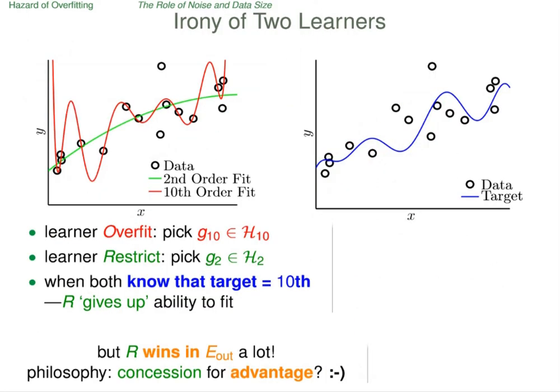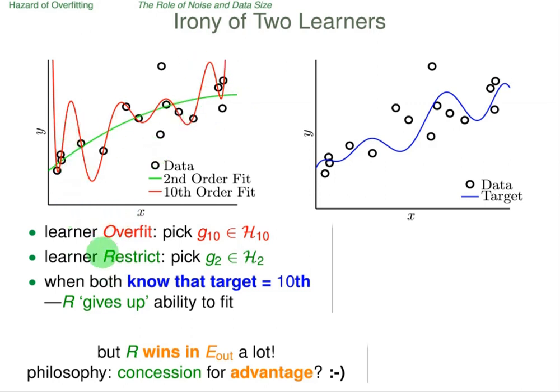Let's talk about the irony of two learners, the second order polynomial and the 10th order polynomial, in trying to fit the data generated by a 10th order polynomial plus noise. So in the case of the 10th order target, we can think of the second order fit as a learner which is restricted, and then the 10th order fit as an overfit.